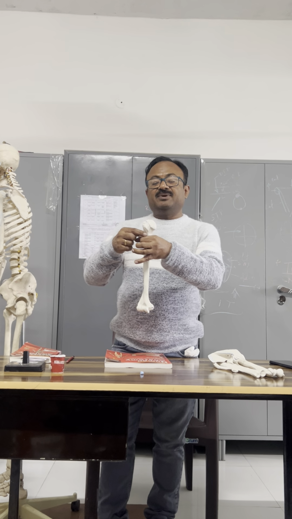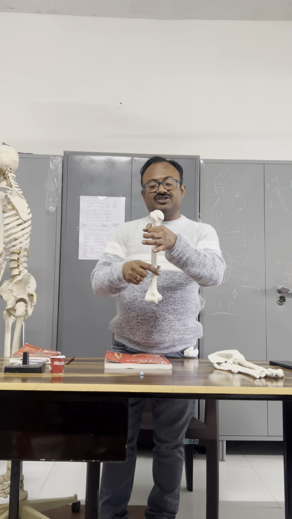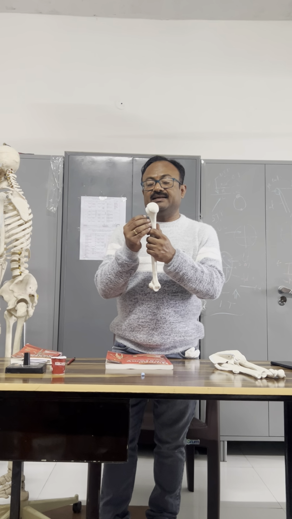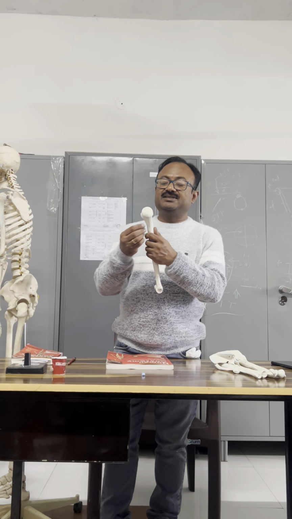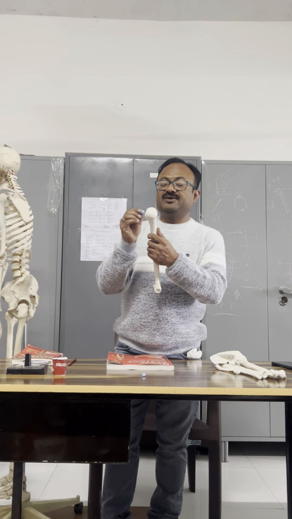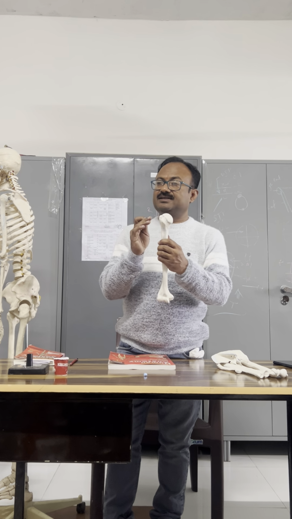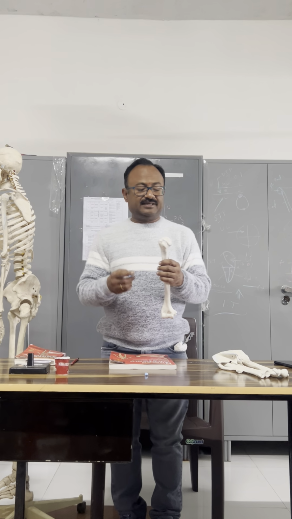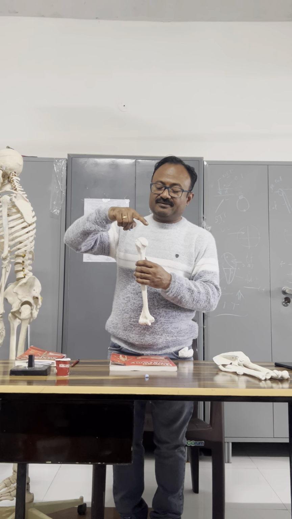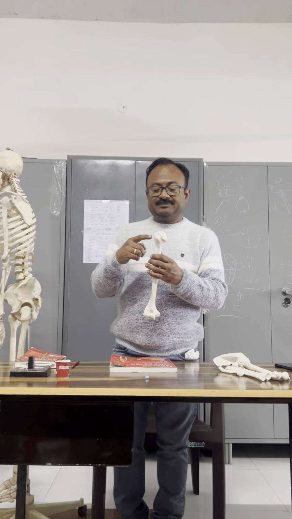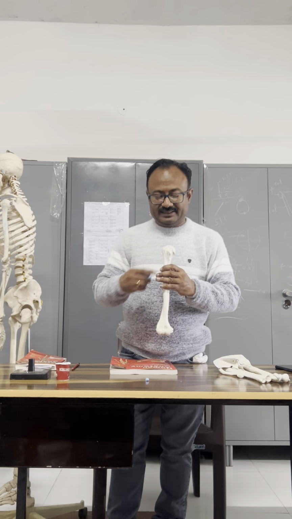The imaginary line which separates the upper end from the shaft is called the surgical neck. So two necks are there. First of all we have seen the head, the anatomical neck and the surgical neck.